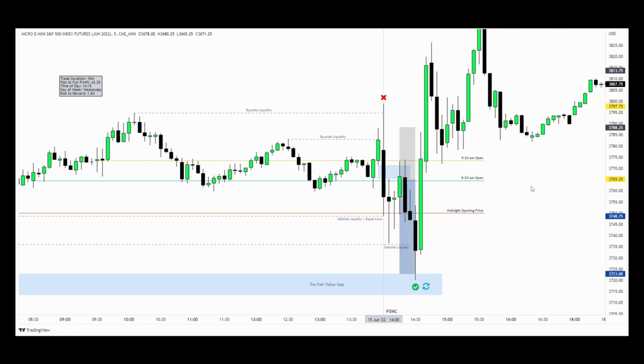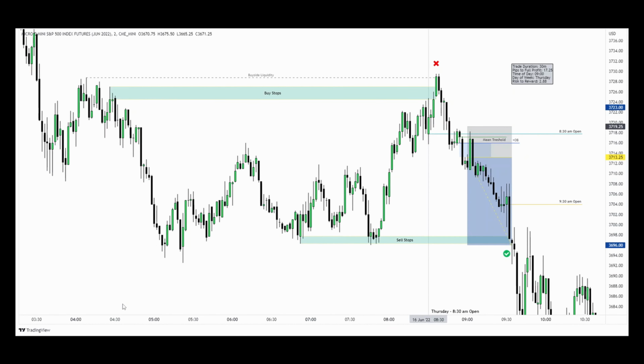Let's go through some key facts on this trade. This specific trade on FOMC event is only 15 minutes long, and a full profit is about to get hit with 42.25 pips. We are entering this position at 2:15 in the afternoon, New York local time. Obviously it's a Wednesday, and the risk to reward is 1.84.